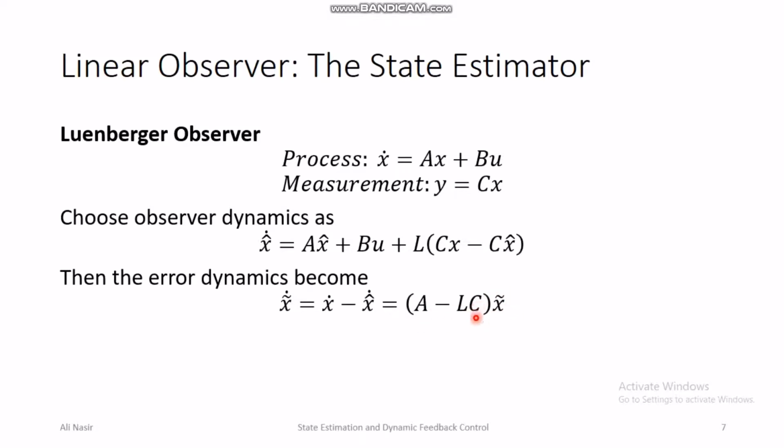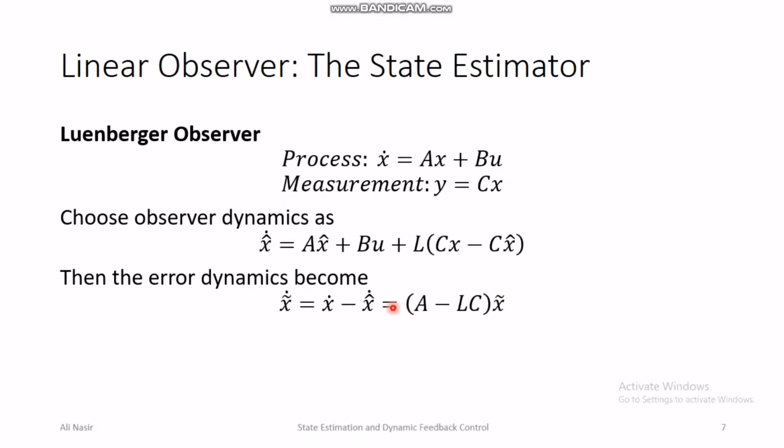x tilde. Now this is the dynamics of the error, and what we wish is for the error to go to 0. If we want the error to go to 0, the dynamics of the error must be asymptotically stable. So the design of the observer is basically determination of this gain value L, such that this A minus LC matrix must have all the eigenvalues in the open left half plane.